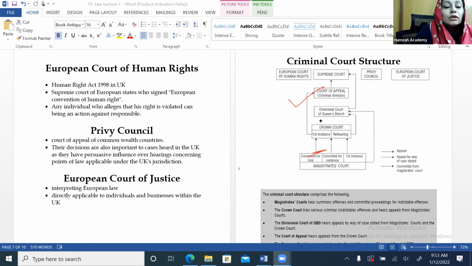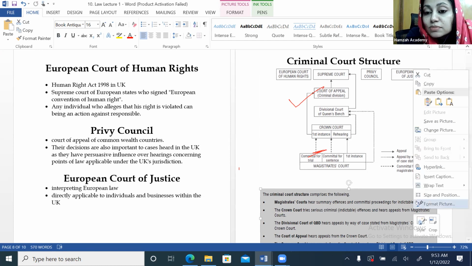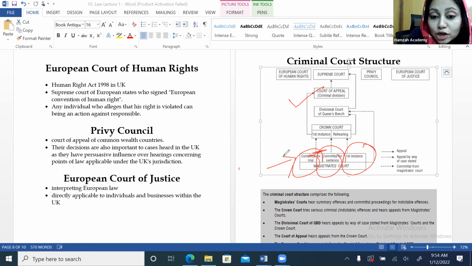Right? Okay. Now, the criminal court structure. Again, the magistrate court: in the magistrate court there are summary offenses and committal proceedings for indictable offenses. Summary means small offenses, and committal proceedings for indictable offenses mean the attempt to commit a big crime. So in the magistrate court there is committal for trial, committal for sentence, and first instance. In the magistrate court, summary offenses are dealt with, which are small offenses.